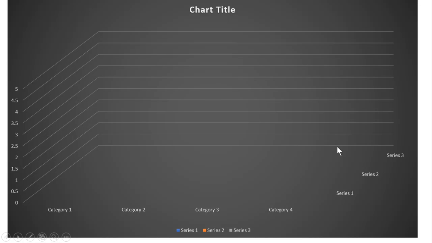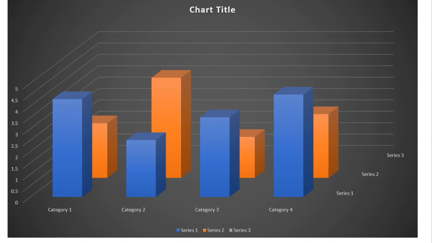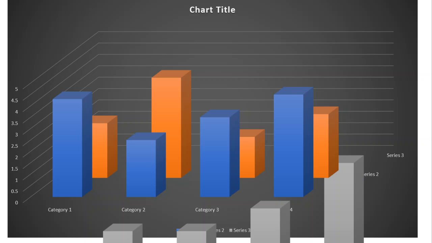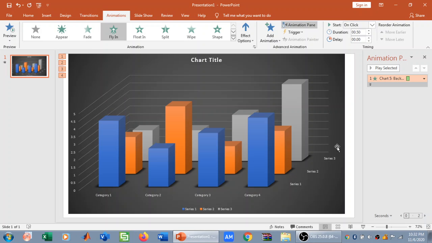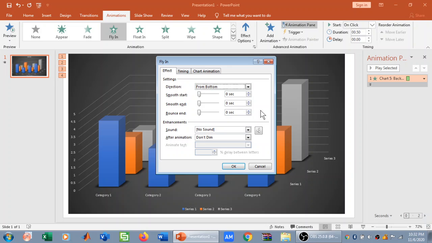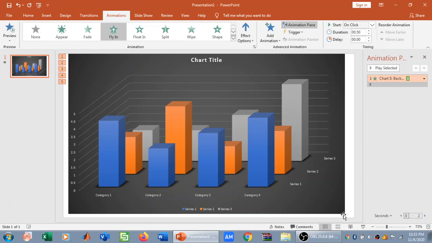Then when I press the down key, I have the category 1. When I press the down key again, I have the series 1 and then the series 2 and then the values of the series 3. If I want this to be in another way, for example, if I want to have more animation, again I'm going to go to the effect options, and in the chart animation I can select it by category. Now we will have category 1 appear, then category 2 and then category 3.